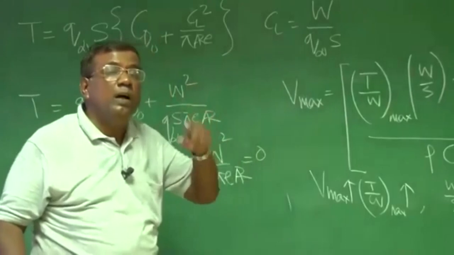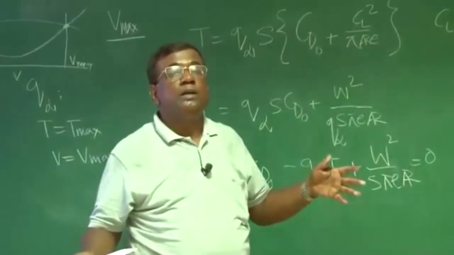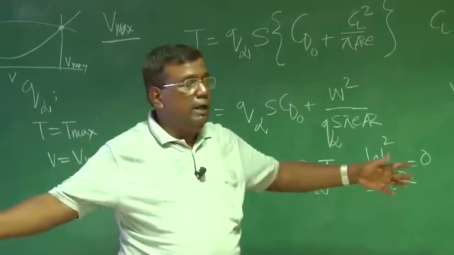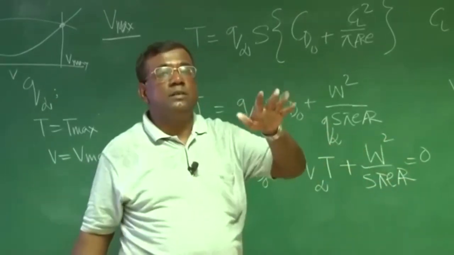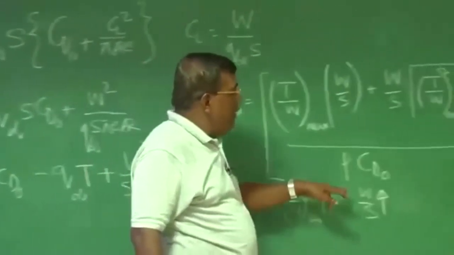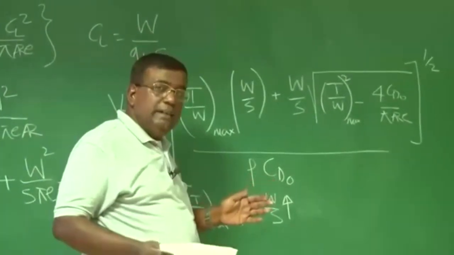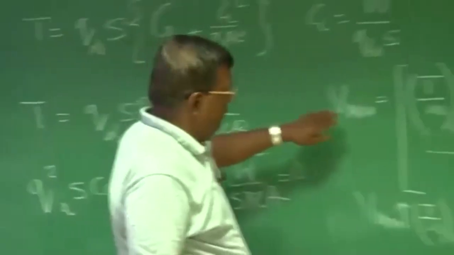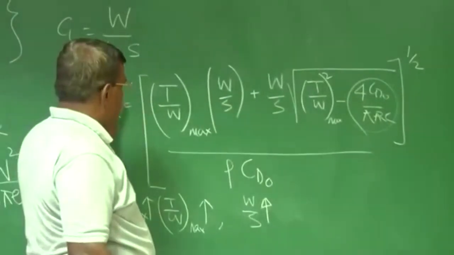Remember, for Vstall, I want W by S to be smaller. If W by S reduces, wing area increases, so Vstall reduces. But if you want a V max, then you want W by S to be higher, so that area is less, drag is less, it accelerates. So you could see that V max increases.